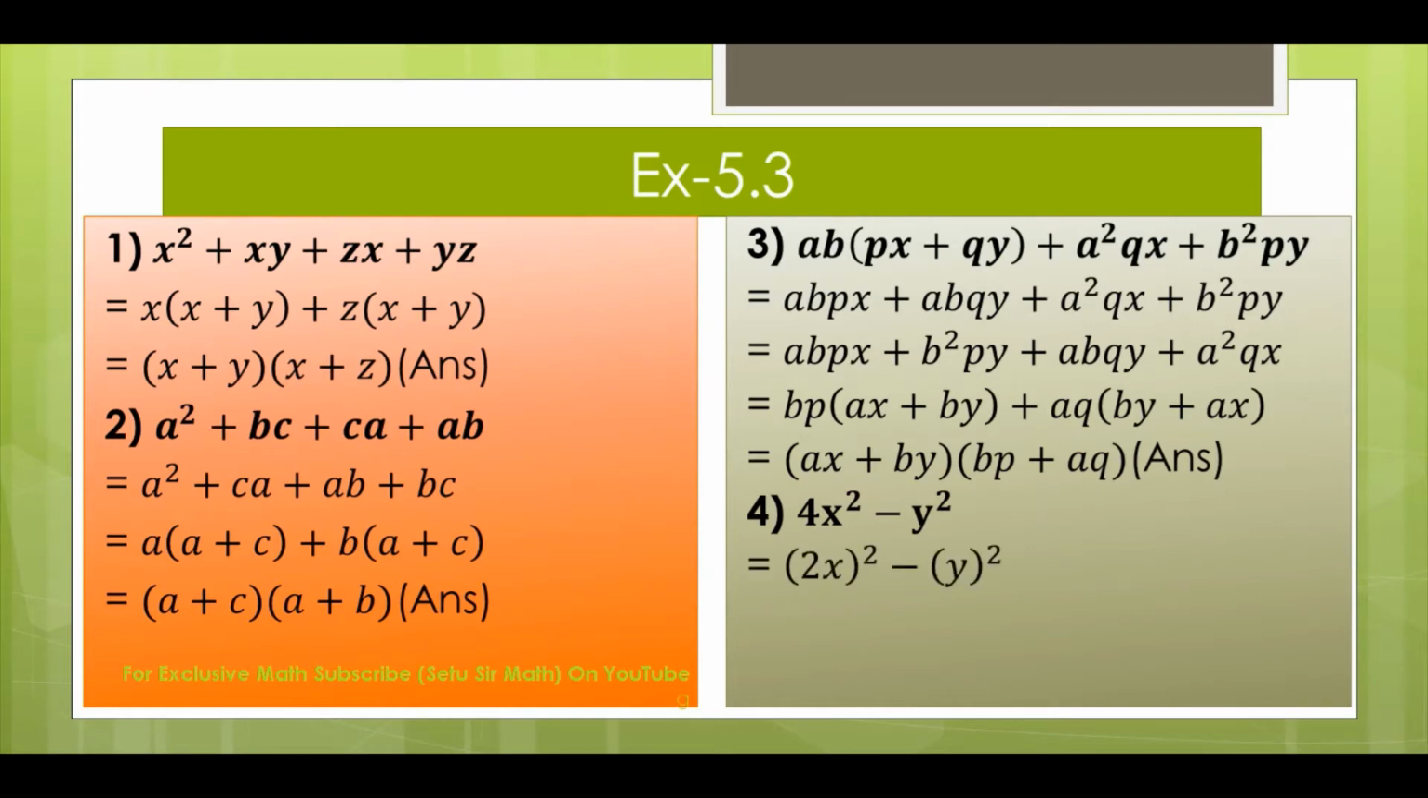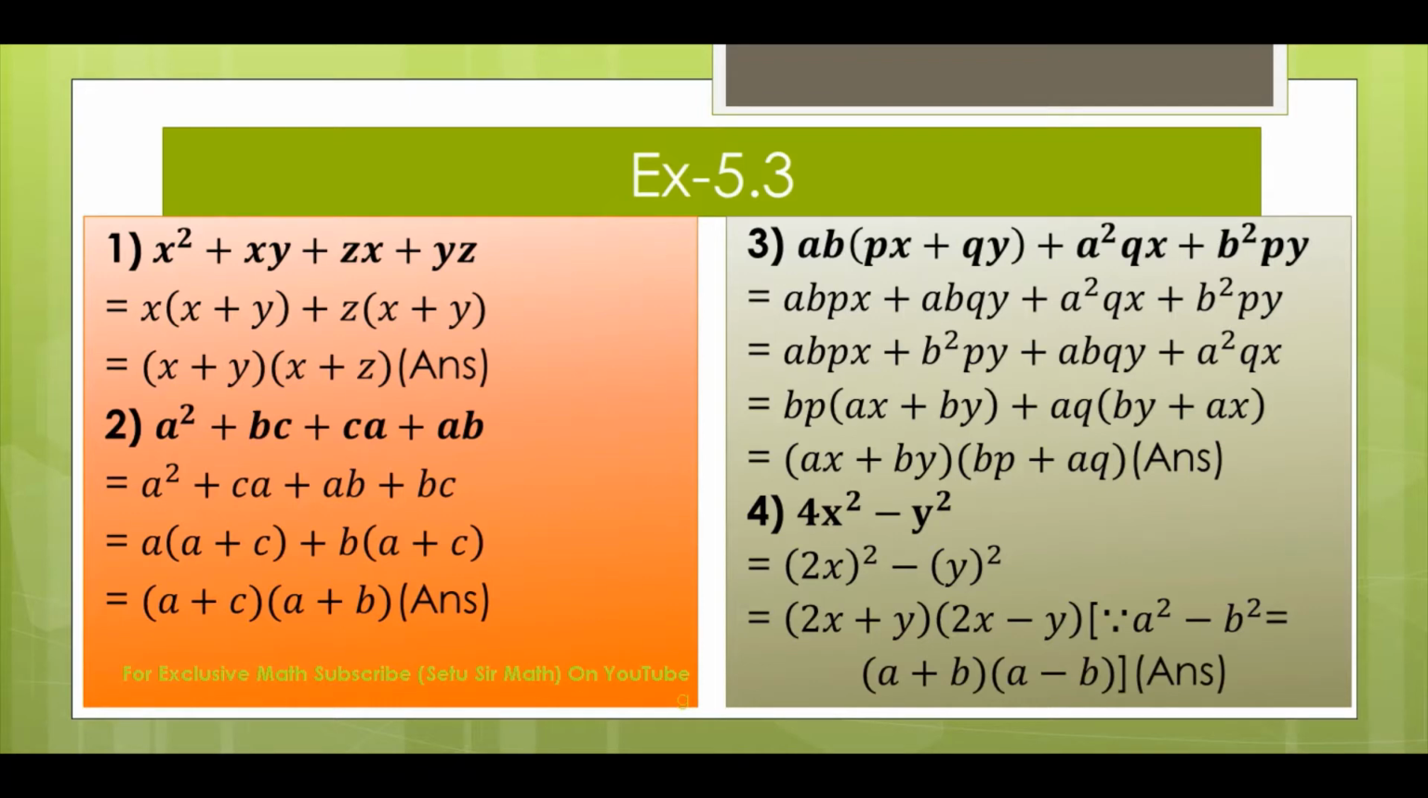How? Like this, 2x whole square, that means 2 square means 4, x square means x square, and minus y square, that means 2x is a and y is b. So you can take the formula 2x plus y and 2x minus y, because a square minus b square equals a plus b into a minus b. So in here a means 2x and b means y.